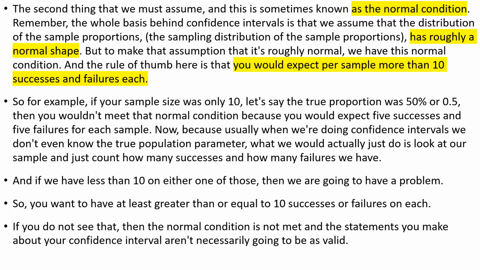If we have less than 10 on either one of those, then we are going to have a problem. So you want to have at least greater than or equal to 10 successes or failures on each. If you do not see that, then the normal condition is not met, and the statements you make about your confidence interval aren't necessarily going to be as valid. Long and short of the story, people, you should look at this in order to make sure that you work with a normal distribution. I'll come back to this, don't worry.